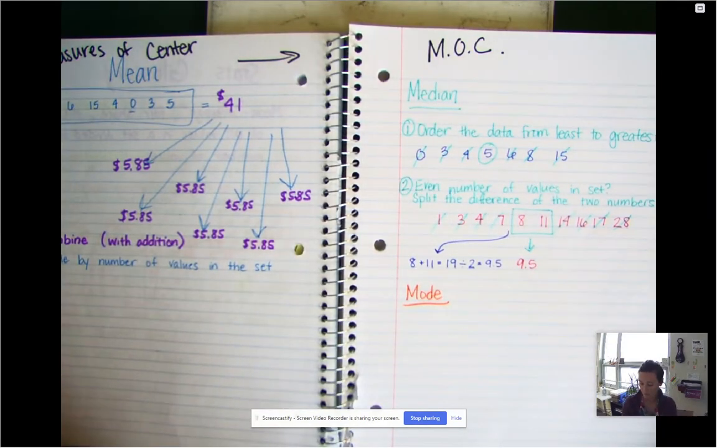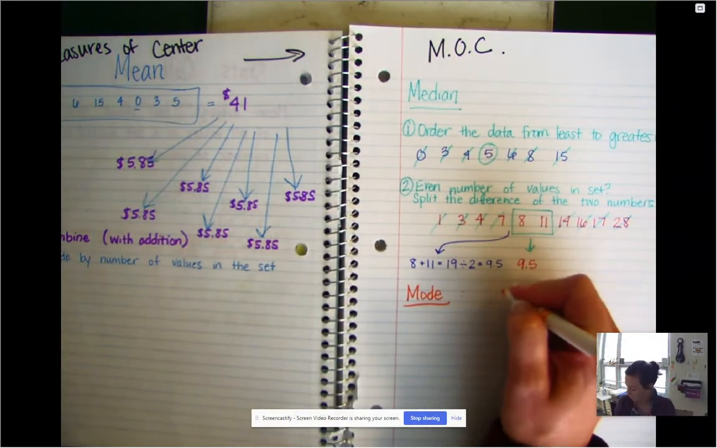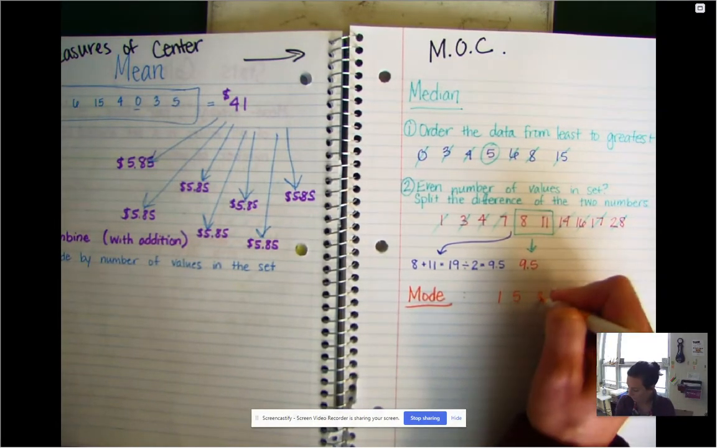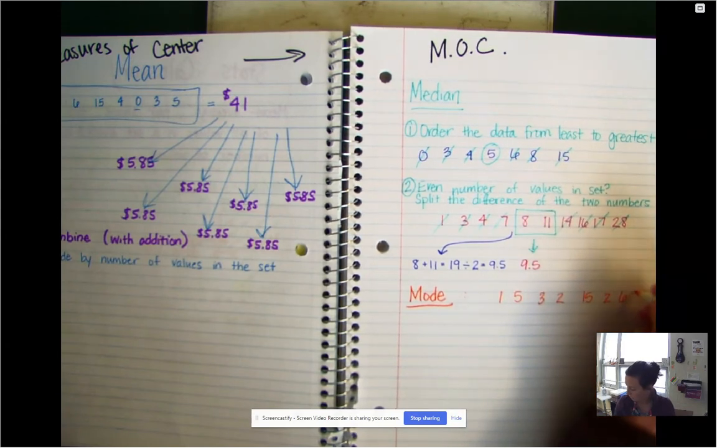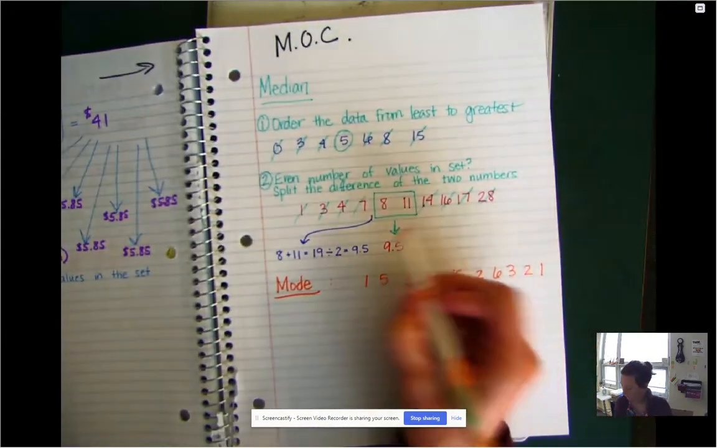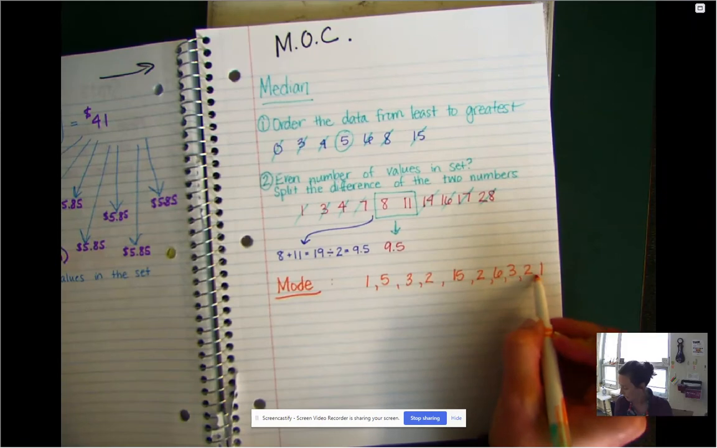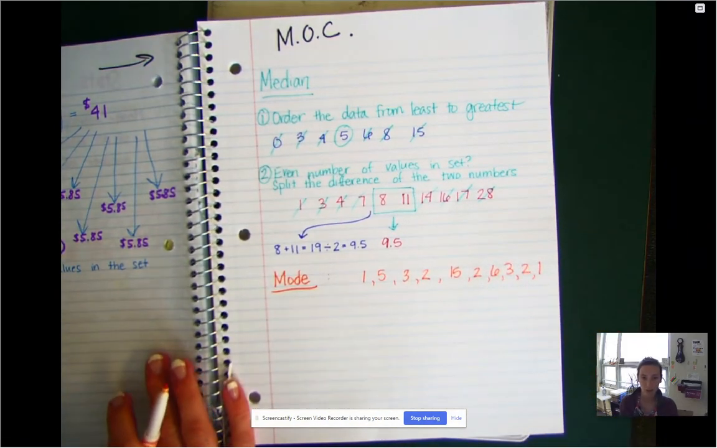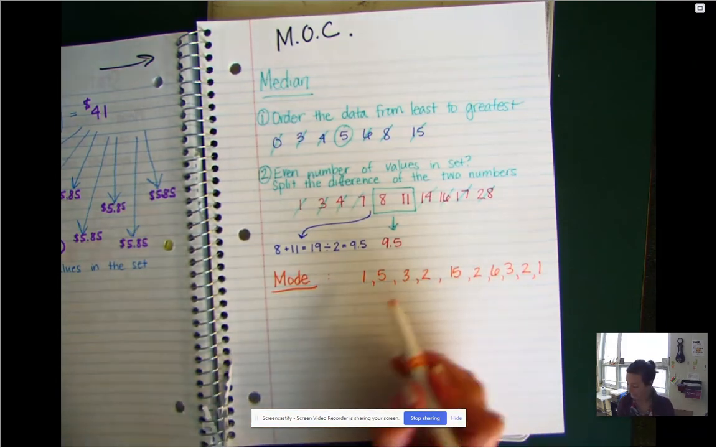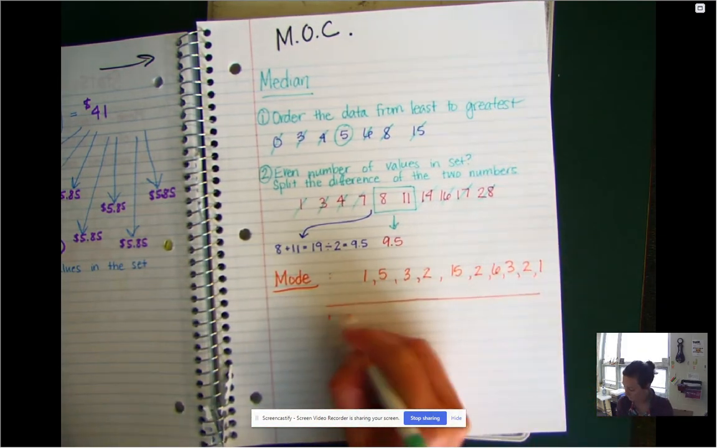So let's do a different one that might be a little bit easier to work with. 1, 5, 3, 2, 15, 2, 6, 3, 2, 1. Okay, so I have 1, 2, 3, 4, 5, 6, 7, 8, 9, 10 values. And so I'm looking at what occurs the most often. And a dot plot can sometimes be helpful with this.